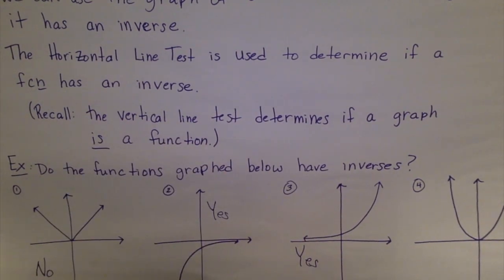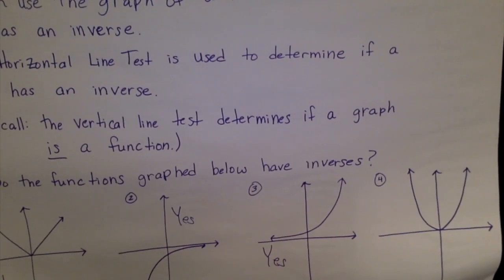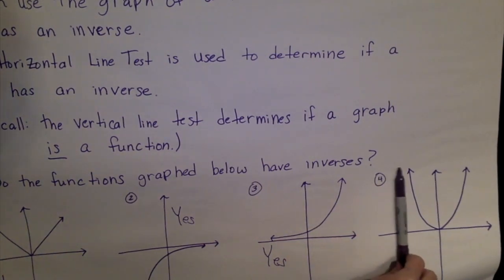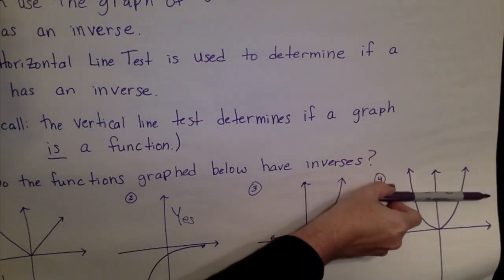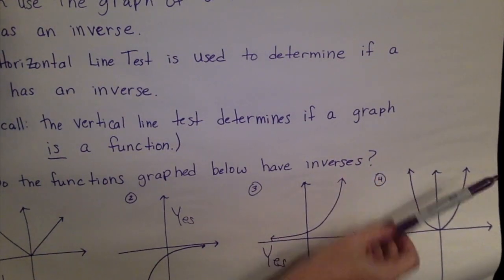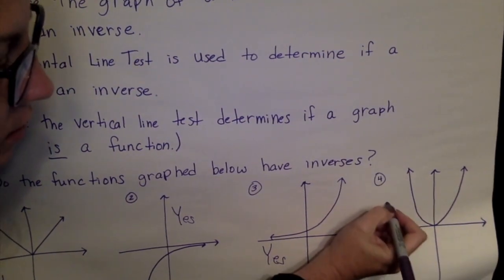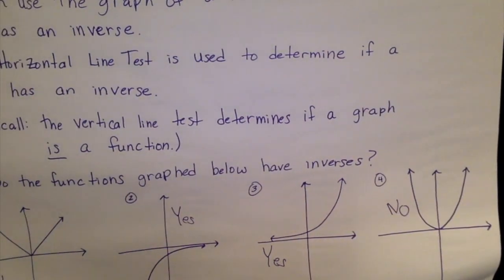And lastly, way over there, number 4, again, this is a parabola or a quadratic function. We know that it's a function. However, when we use the horizontal line test, we can see that it touches that graph in more than one place. So this does not have an inverse.